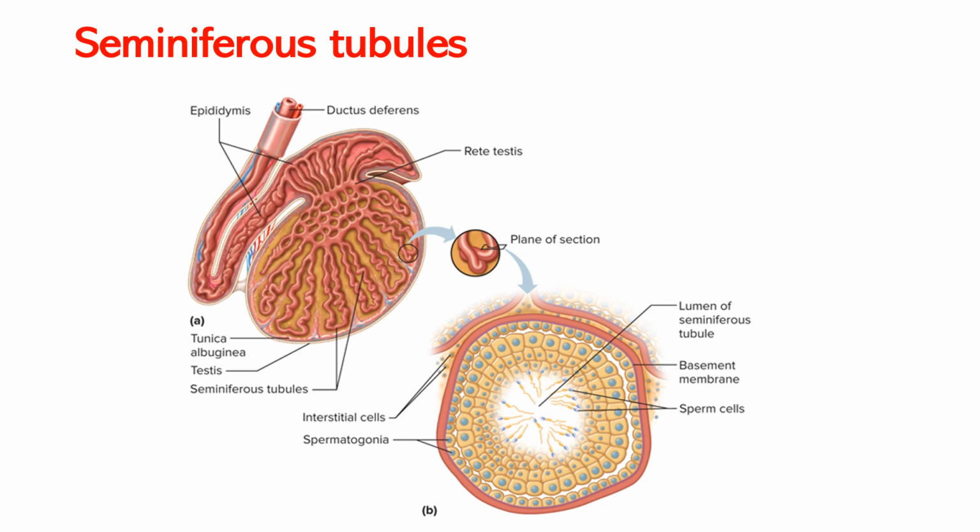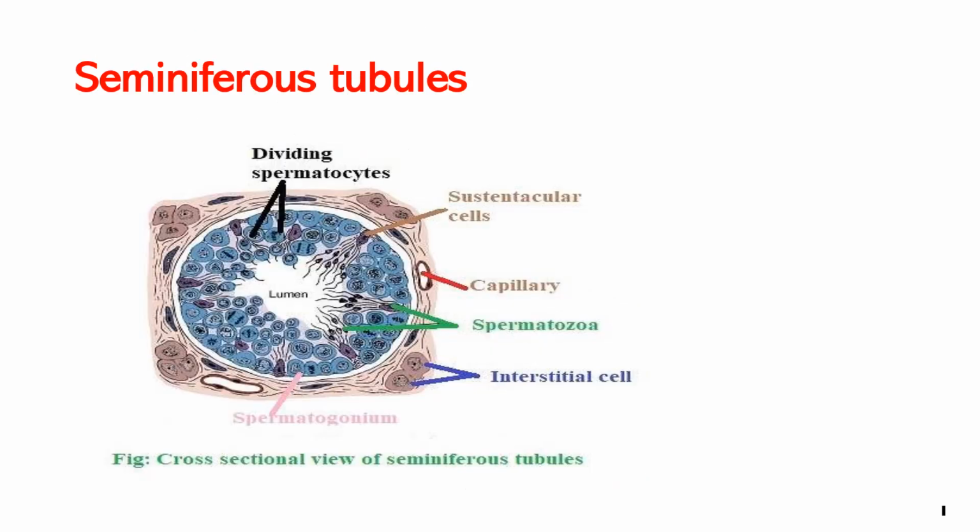It is lined by a basement membrane and it contains two types of cells. One is the sustentacular cells of Sertoli and the other one is the male germ cell. Here you can see the sustentacular cells of Sertoli and the male germ cells. The male germ cells are arranged in three layers. The sustentacular cells are essential for the nourishment of the immature sperm.